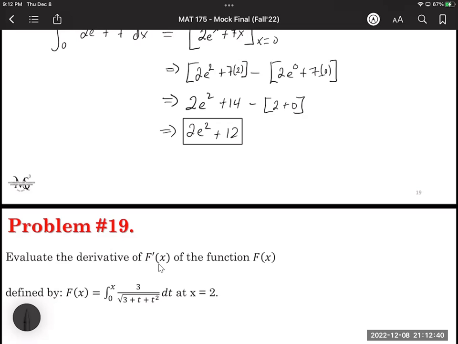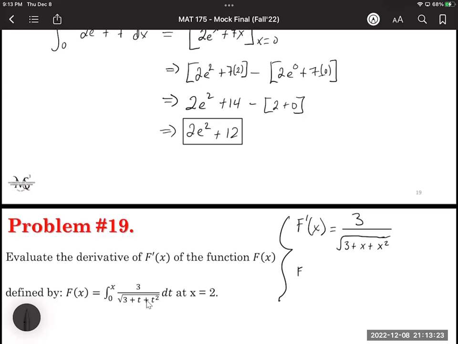Because we're trying to find f prime of x, you are going to replace the t's with x. So long story short with this one, f prime of x is going to equal 3 over the square root of 3 plus x squared. That's your derivative. The derivative is exactly what's inside the integrand, except that now, wherever you see a t, which you can think of as a dummy variable, you replace it with the real one, which is x.